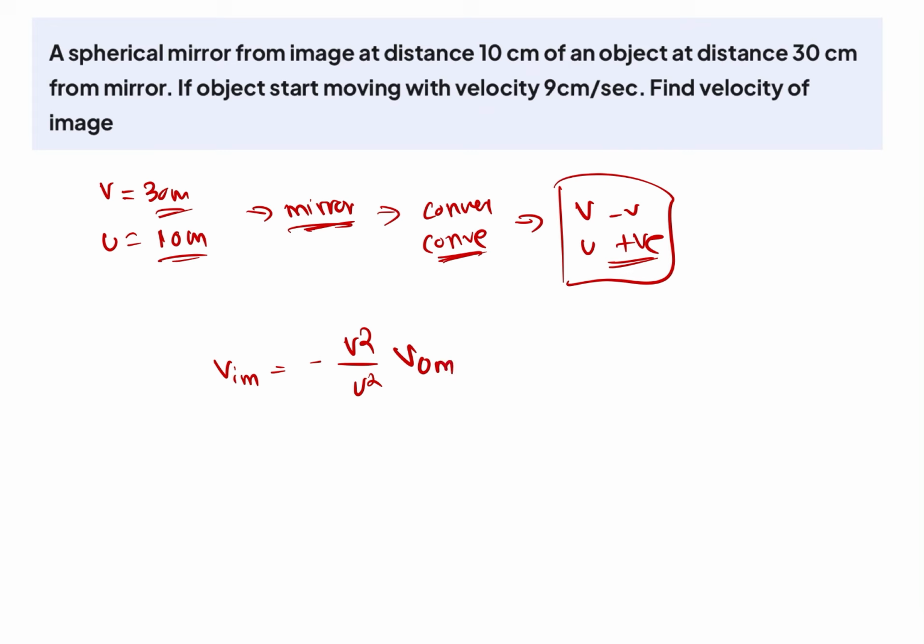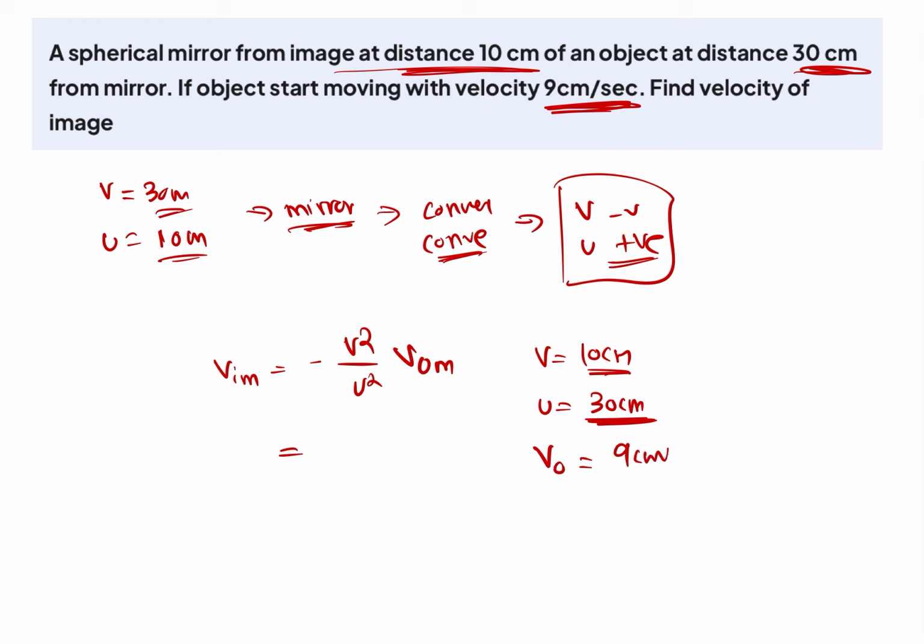So we are directly substituting the values. The image is at a distance 10 centimeter, hence the value of V will be equal to 10 centimeter. The object is at a distance 30 centimeter, hence U will be equal to 30 centimeter. And the object is moving with a velocity of 9 centimeter per second, hence the velocity of the object is 9 centimeter per second.